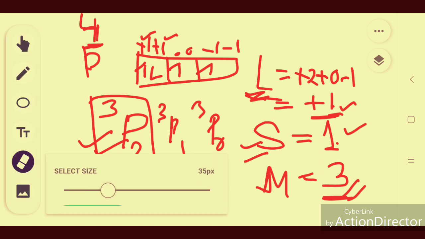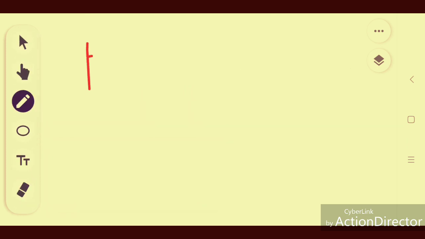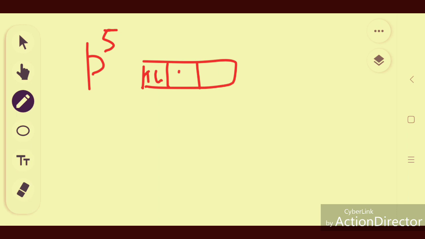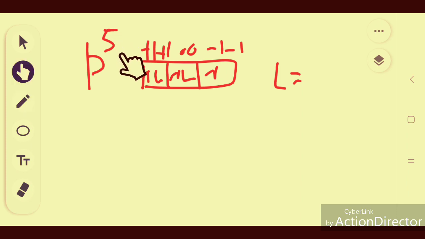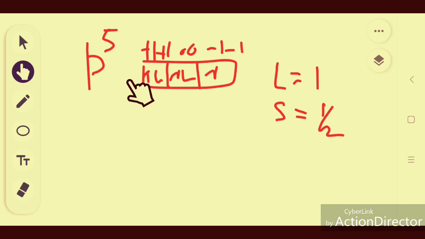Let us see another example. We can take the P5 configuration. For the P5 configuration, the arrangement of electrons will be like this: plus 1 plus 1, 0 0, minus 1 minus 1. So for this configuration, the L value is plus 1 plus 1 plus 0 plus 0 minus 1 minus 1, which becomes plus 1. For the spin value, if we add the spin values, plus half, minus half, 0, plus half, minus half, 0, and the rest is plus half, so spin becomes plus half.